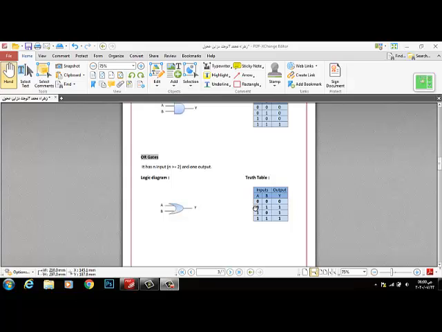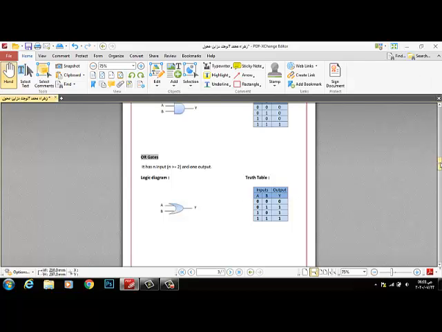So when we put 0 in both cells A and B, the output is 0. Or, using the other way, the operation of the OR gate is summation. 0 plus 0, the result is 0. 0 plus 1 is 1. 1 plus 0 is 1. 1 plus 1 is 1. So we can use both of these ways.